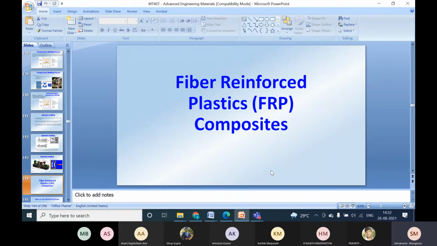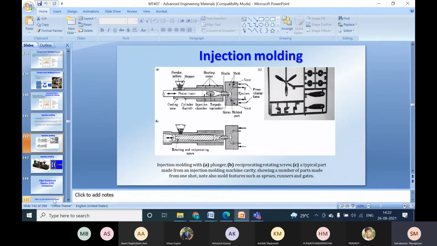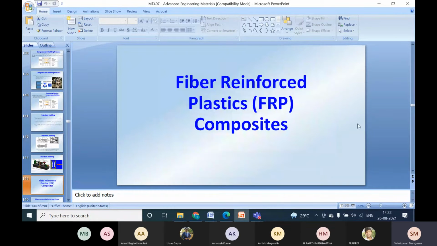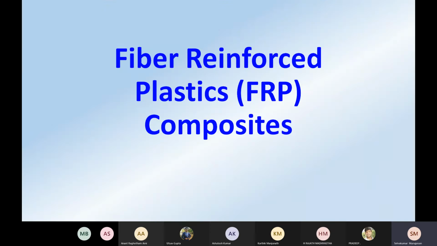So we have seen the nanocomposite preparation and the different melt mixing chambers like injection molding, extrusion, as well as blow molding and compression molding. So today we'll get into the fabrication technology of something called fiber reinforced plastics, or FRP composites.